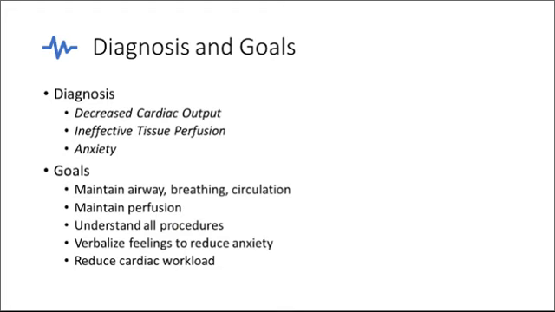Diagnosis and goals. So what are you doing as a nurse? Obviously, a shock is a decreased cardiac output, so that's a diagnosis. Ineffective tissue perfusion, anxiety is going to go with it, with the hypoxia of the brain, the breathing, the whole thing. What can you do as a nurse? You're going to maintain airway, breathing, circulation, the ABCs. To do that, you have to maintain perfusion. You have to reduce their cardiac workload. You have to help them express their feelings, the family, explain procedures, things that are going to happen to them to again decrease anxiety.